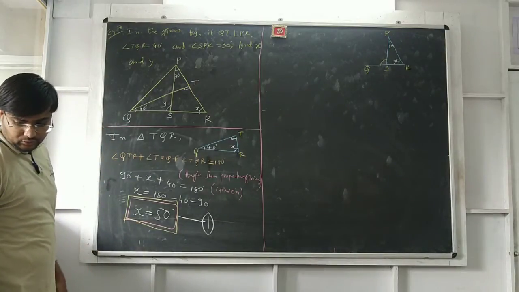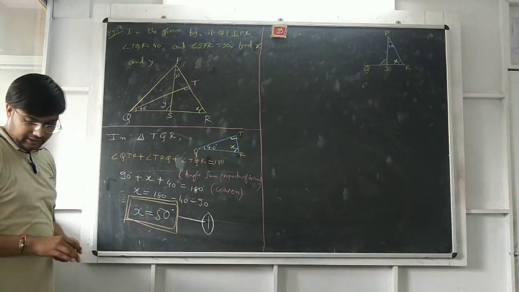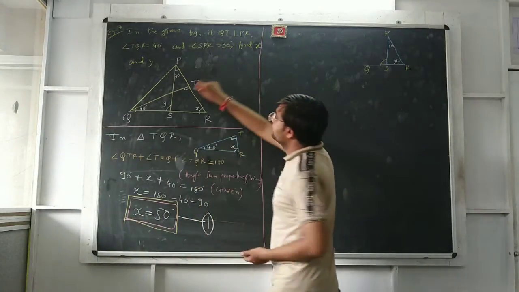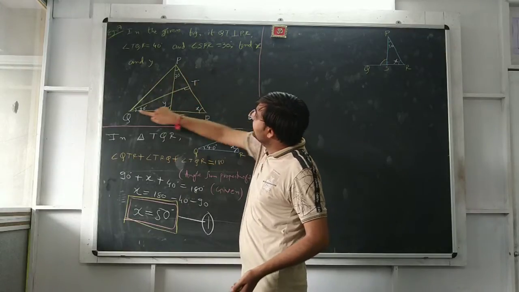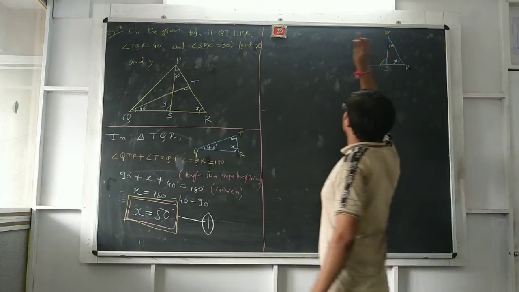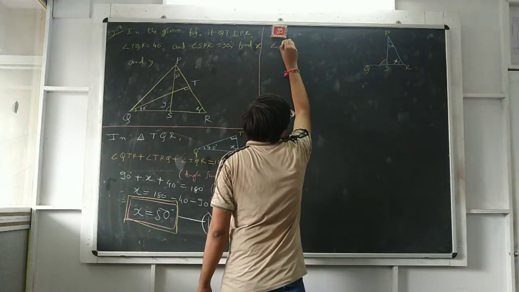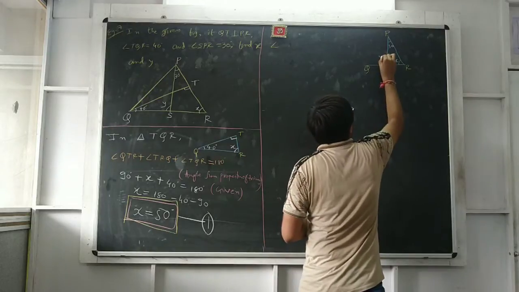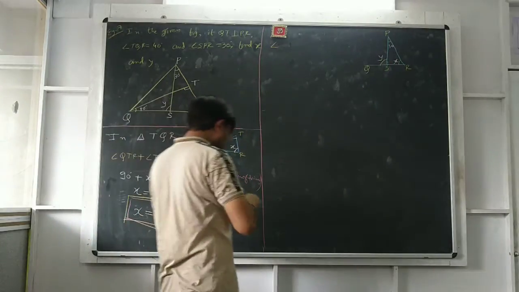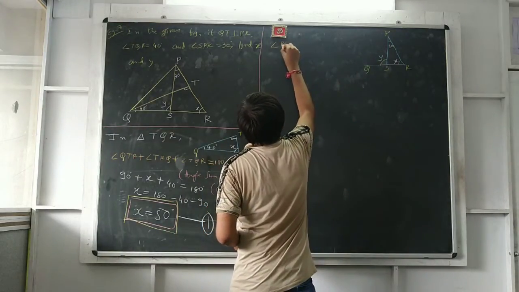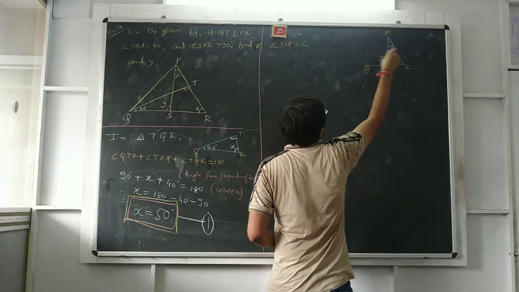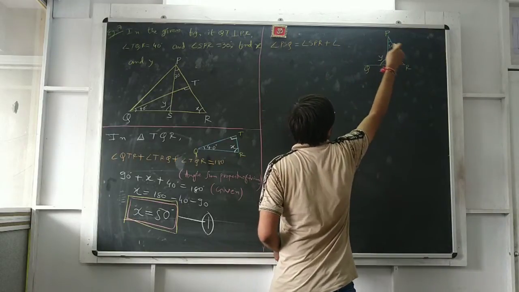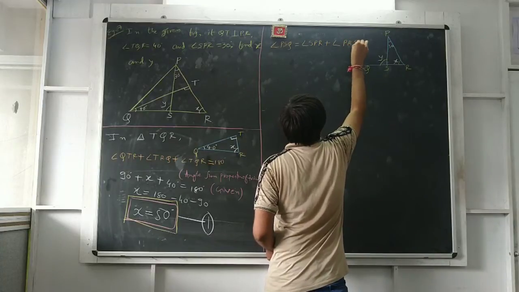Now we have to discuss Y. I can draw the figure with R, P, S and Q. We know that angle PSQ is Y. Sorry, because here is Y. So Y, angle PSQ, is equal to angle SPR plus angle PRS.